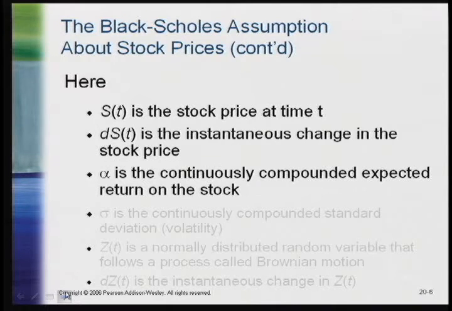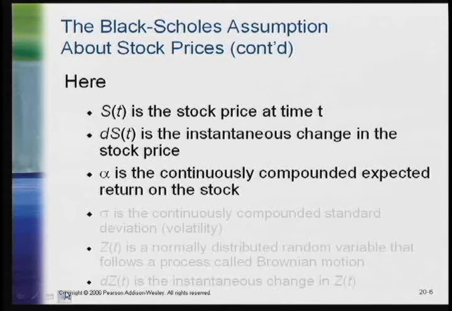So more formally, S of t is the stock price at time t, and this is a model that tells us what happens to that stock price as we move through time. ds is the continuous version of delta s. In other words, it's the instantaneous change in the stock price, in the same way that you can think of a derivative like ds dt as the instantaneous change in a stock price.